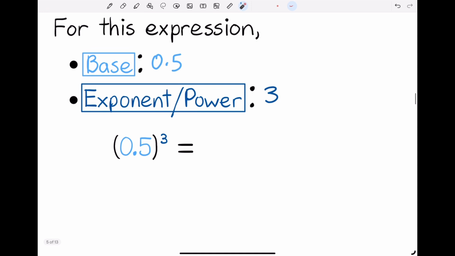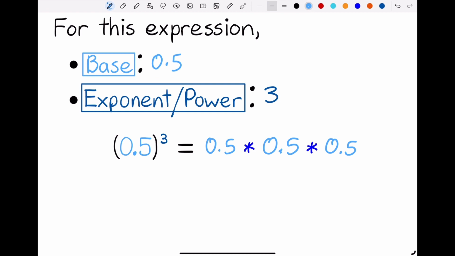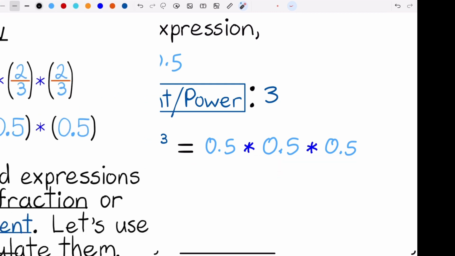So if you look down here, if you remember, the exponent tells us the amount we're multiplying the base together. So this tells us we're going to multiply 3 0.5's together. So this could be written as 0.5 times 0.5 times 0.5. And let's color code these multiplication operators. So let's do that. And there we have it. We have successfully expanded 0.5 to the third power as multiplying 3 0.5's together.